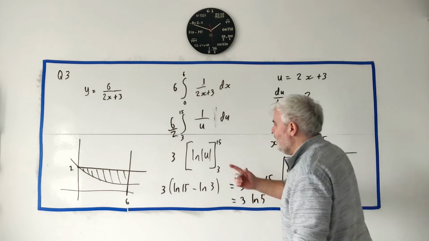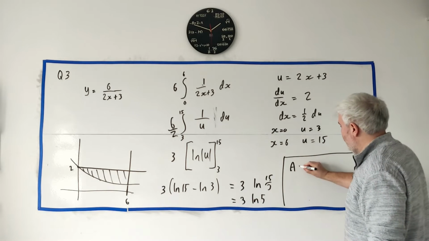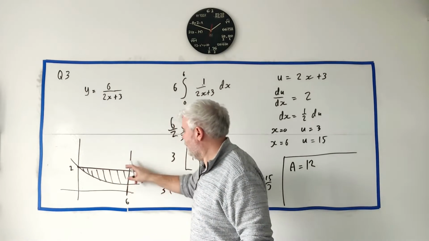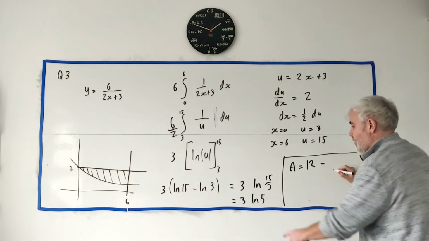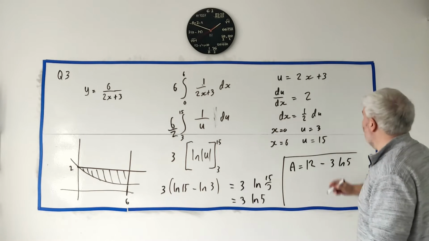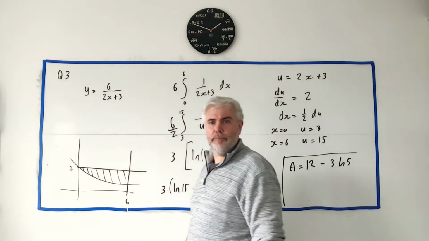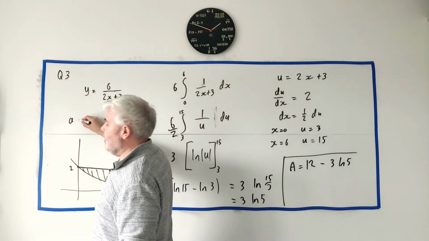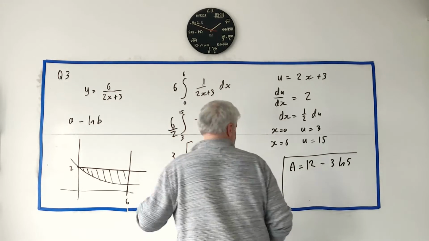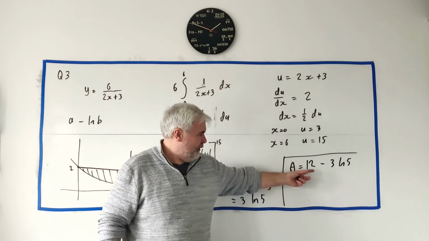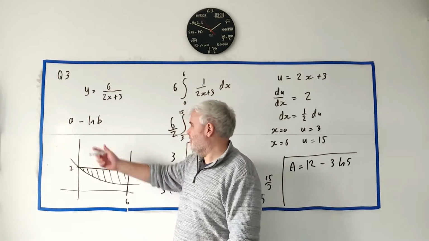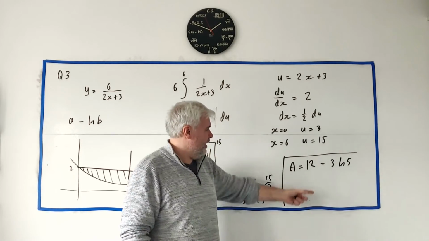So going back to the start, we still needed the area is equal to 12, that big rectangle, minus this guy here, 3 natural log 5. The only problem is that they asked us to put the answer like this, a minus natural log b. My answer nearly looks like that. Number minus natural log of a number. It's just they've no number in front of the natural log.